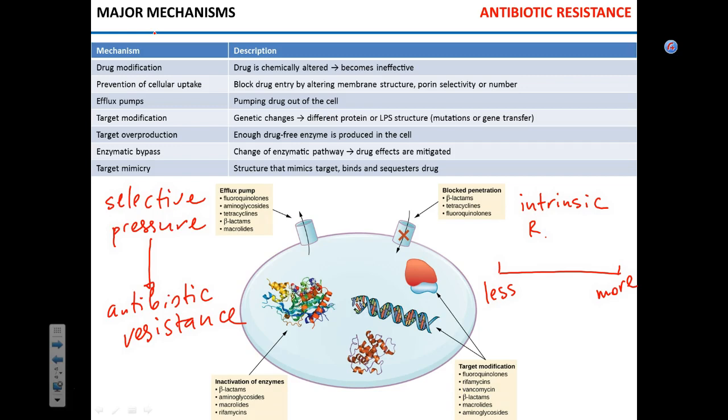So what drives the resistance? Two things. First, medical use of antibiotics. And we shouldn't blame doctors. We should blame patients. Two main sources from patient side. First, lack of compliance.